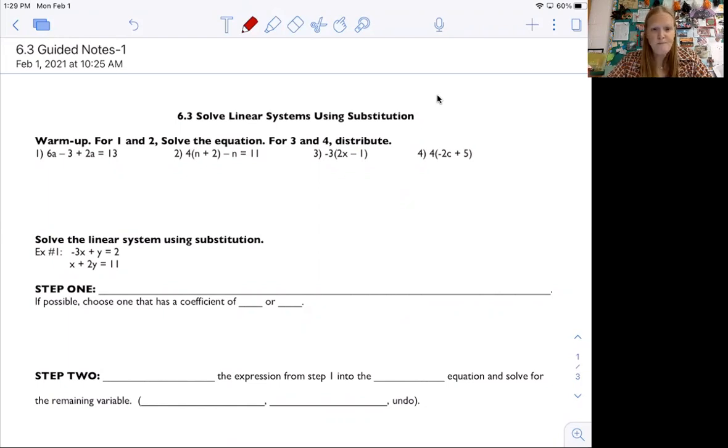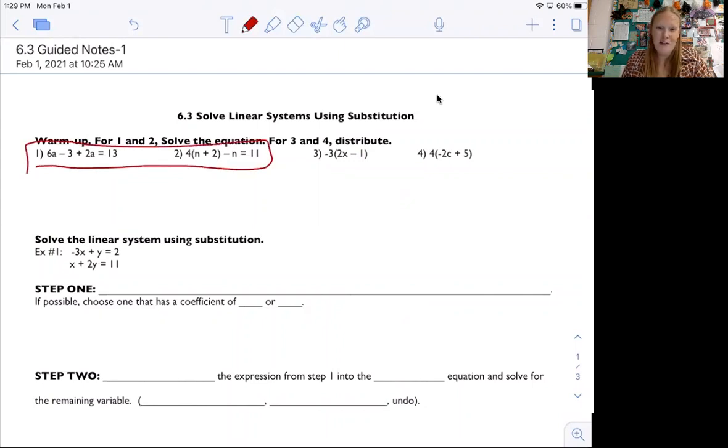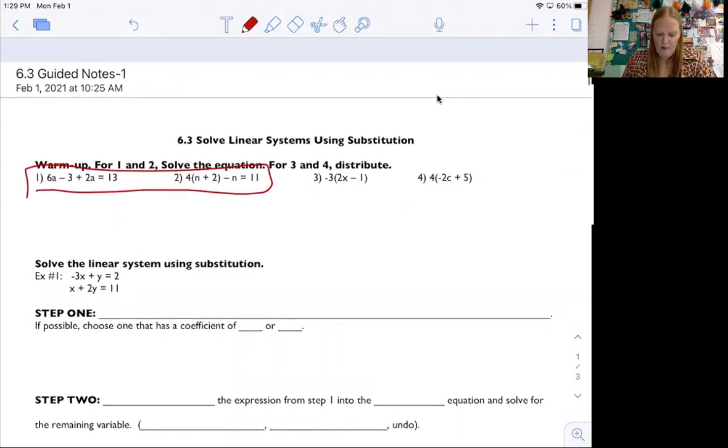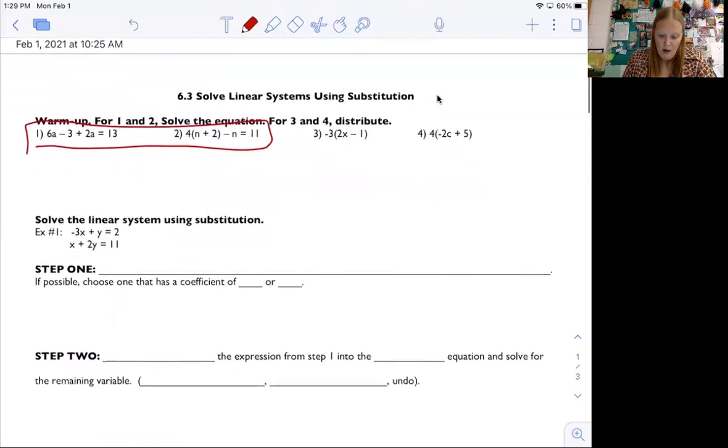So to warm up, I want you to practice solving really general equations and then just distribute. For 1 and 2, go ahead and solve the equation. I know I didn't give you a ton of room, so if you need to do it up in the margin or something, that's fine. And then for 3 and 4, just distribute. We've got to get those negatives down. So hit pause, take a minute to do those, and then we'll jump into substitution.